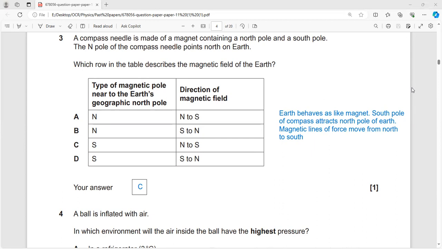So if the compass is showing the North Pole, the type of magnetic pole near the Earth's geographic North Pole will be south. So the direction of the field line, according to the magnetic principle, is moving from north to south in direction. So our correct option here is C.